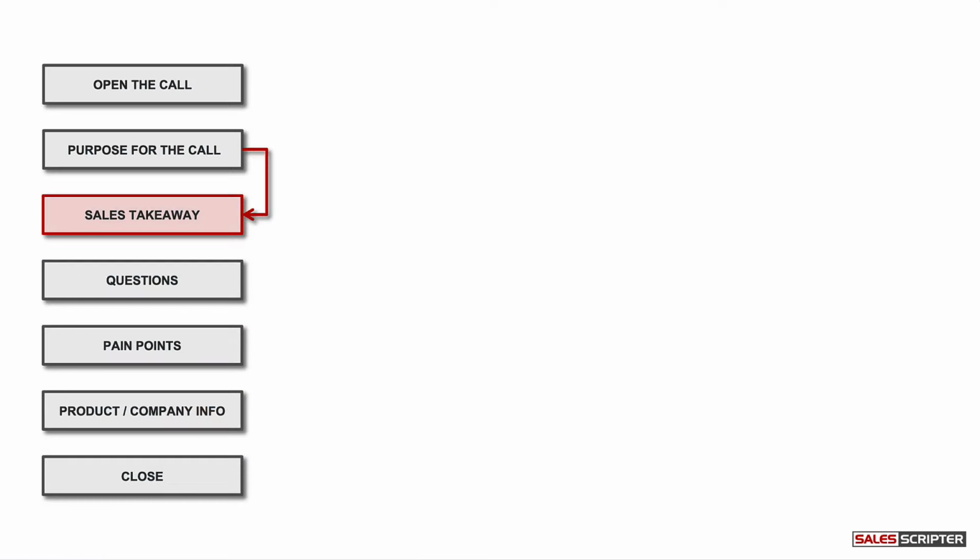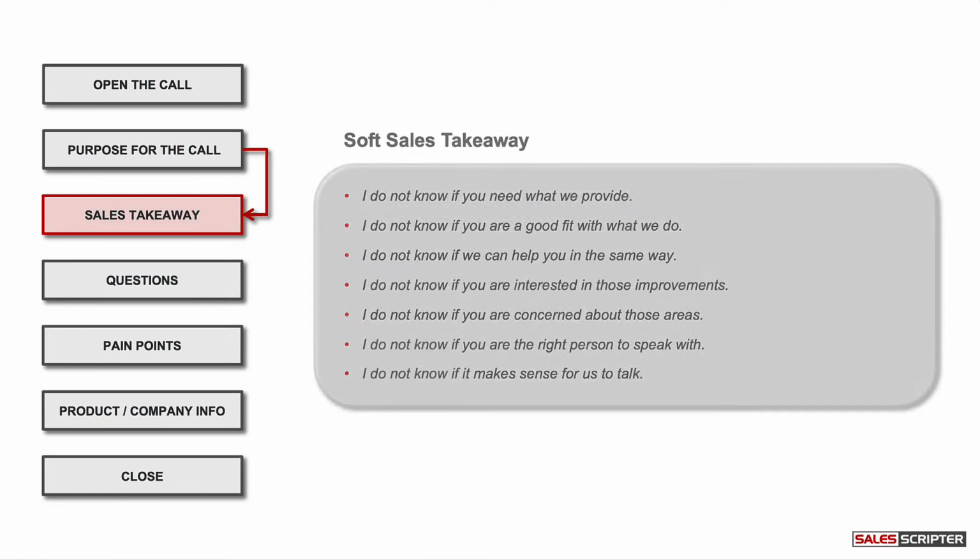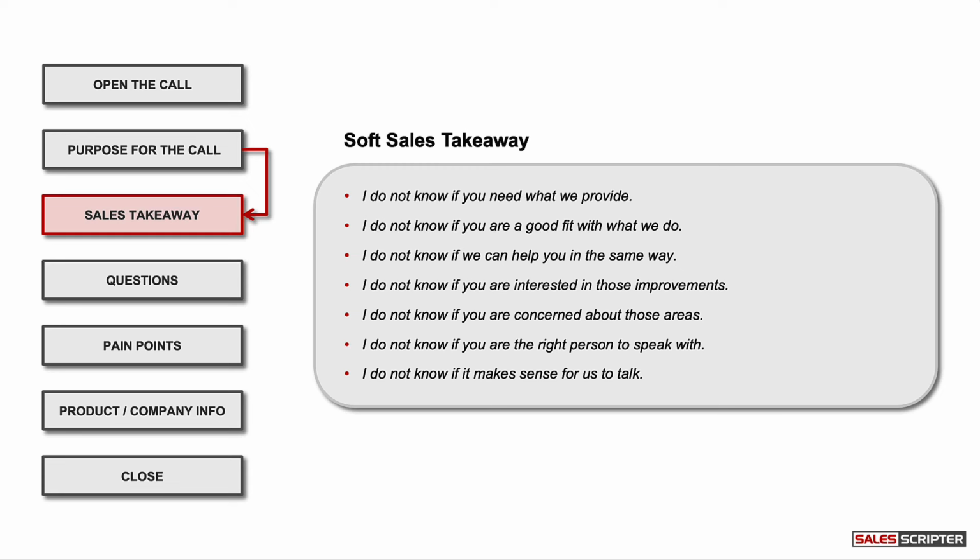And this can be really powerful because it's the opposite of what almost 100% of salespeople do 100% of the time. And so when we use this at the beginning of a cold call, we're actually going to use what we call a soft sales takeaway. So it's just a soft, slight version of a sales takeaway where we express a little bit of doubt at the beginning of a cold call by saying something like, I don't know if you need what we provide.